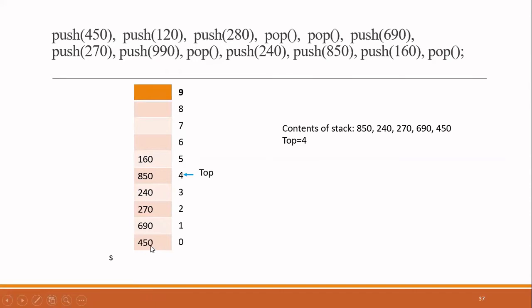Okay, don't write from 450. Okay, start from the top, then go towards the bottom. One by one, you have to write all the elements. And one more question is, what is the top value after all the operations are over? Okay, when all these operations are over, that is after the last pop, our top is pointing to 4.